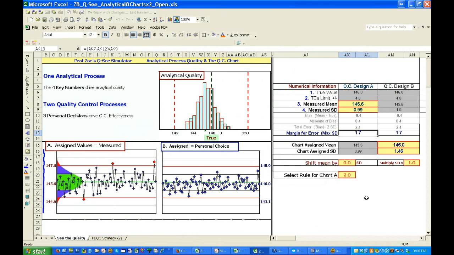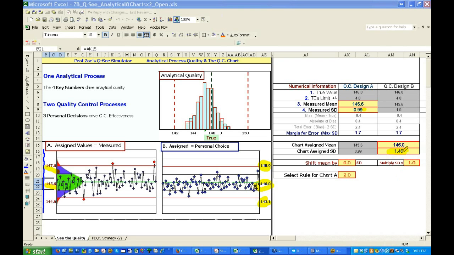Our chart assigned mean and SD on the chart on the left here is going to always use the real mean and the real SD. However, this one is going to vary with the personal choices. So right now, this is exactly how the lab set it up. So this is real. You have a measured SD of 0.99, but they've assigned it at 1.46. You know why they did that?